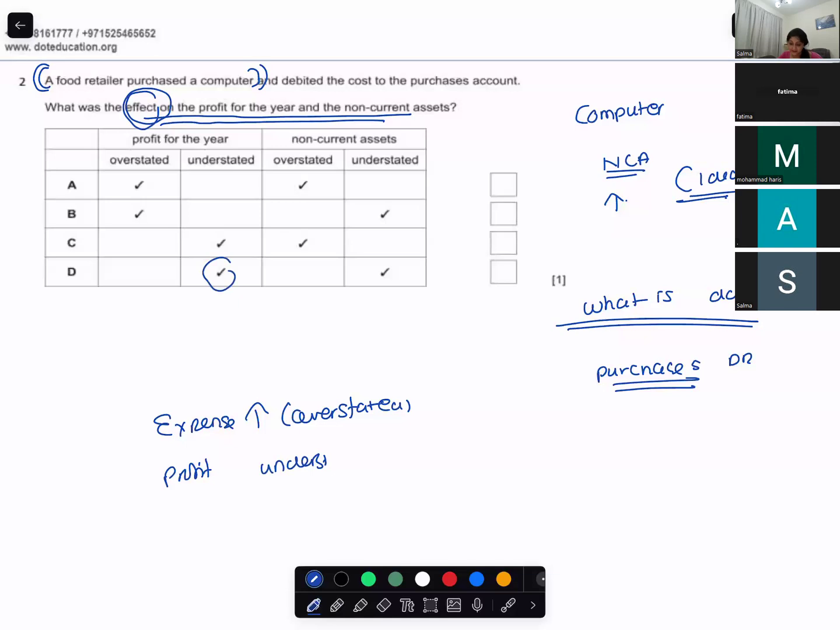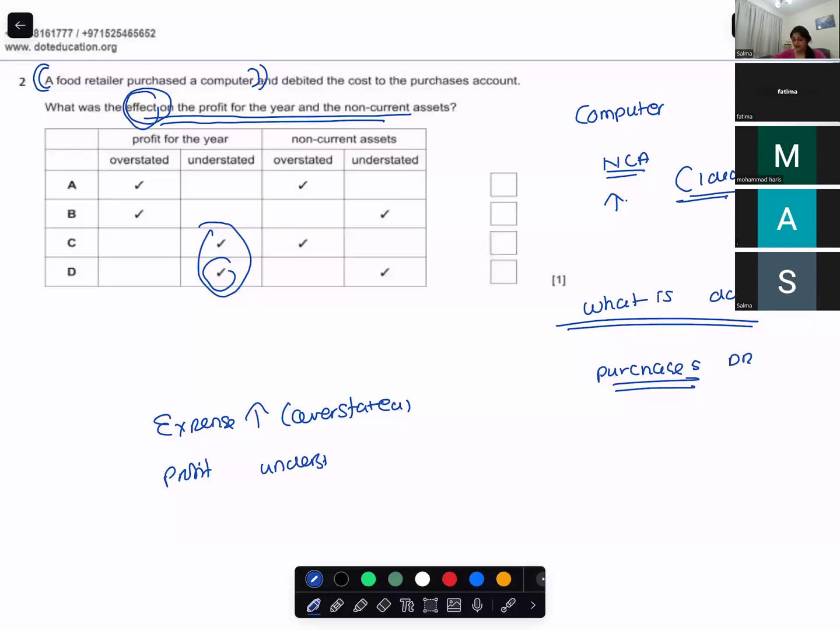So it could be either option C or option D. Are you with me? Okay, one minute, wait. So profit is understated. What is the next thing that happened because of this error? As the profits are understated, the non-current assets will also be understated. Profits and non-current assets have no relation.